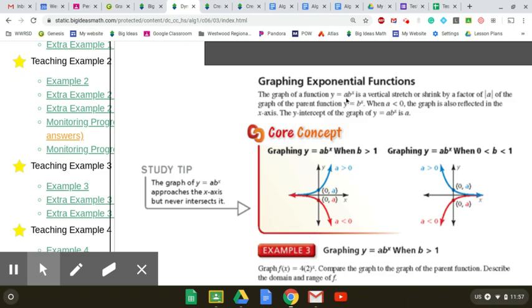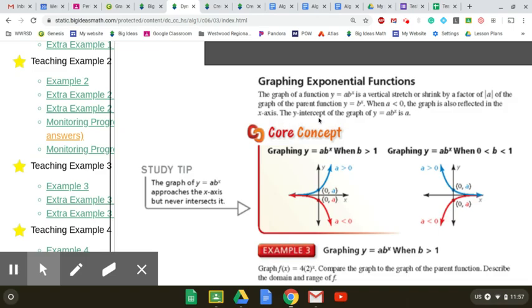When I include an a in front and multiply it by b to the x, this a causes a transformation. Remember, if a is bigger than 1, it's a vertical stretch. And if a is between 0 and 1, it's a vertical shrink. If a is negative, then that means it's going to be reflected in the x-axis.